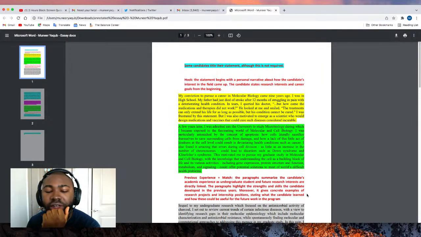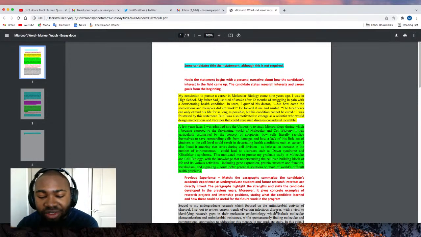Now, so let me read this out to you. I said, sequel to my undergrad research, which focused on antimicrobial activity of charcoal, I set out to review current trends of certain infectious diseases. Now, what I was trying to say here was I published a paper. Now, it wasn't even published at the time.